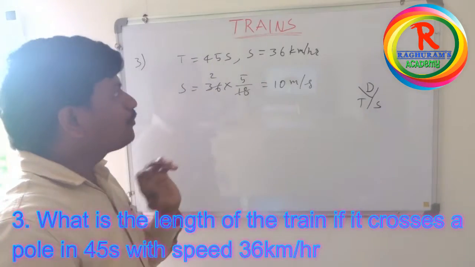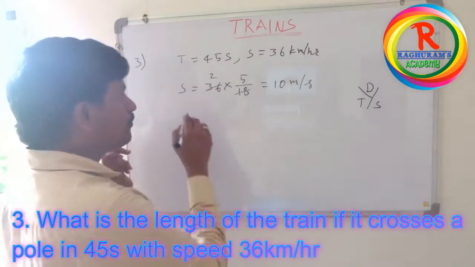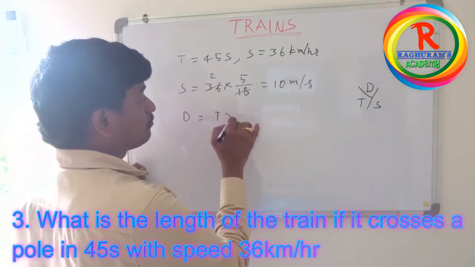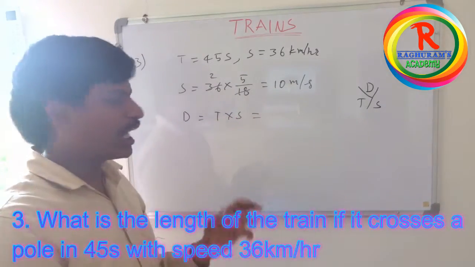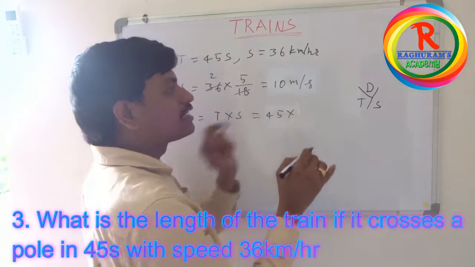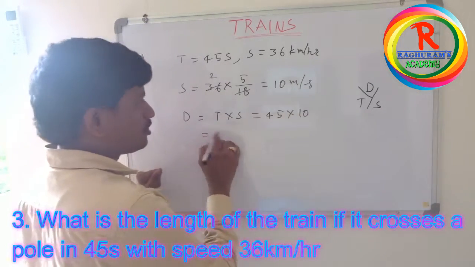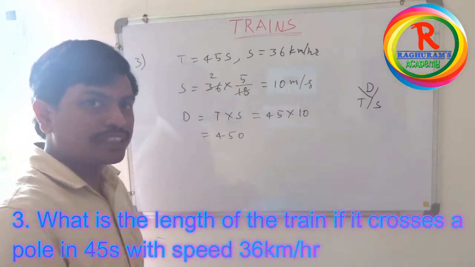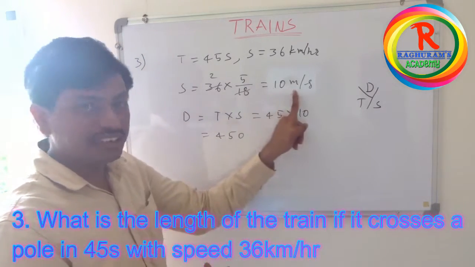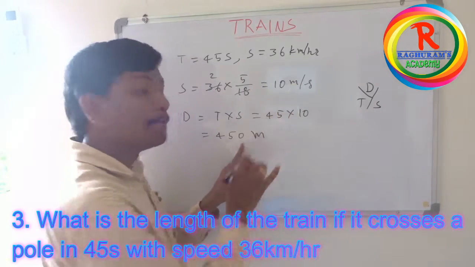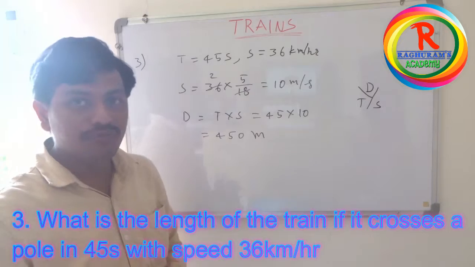Okay. Now we got time and speed. How do you find distance? Distance formula is time into speed or speed into time. So time is 45 and speed is 10. So 45 into 10 is 450. Is it kilometers or meters? Check the speed. Speed is meters per second. So the answer will be in meters. So the answer is 450 meters.